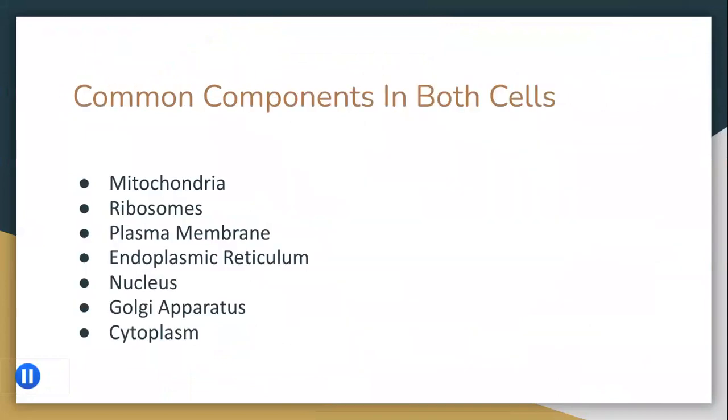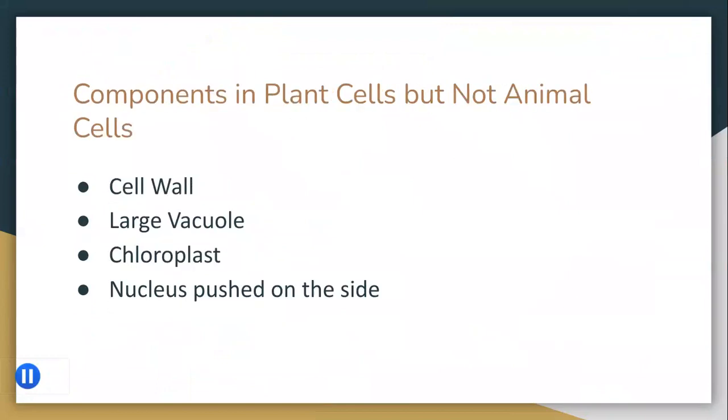Common components in both cells. The mitochondria, ribosomes, plasma membrane, endoplasmic reticulum, nucleus, Golgi apparatus, and the cytoplasm are all things that we have in the same cells, but they might be located in different places.